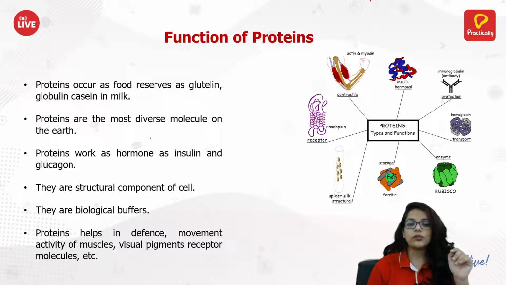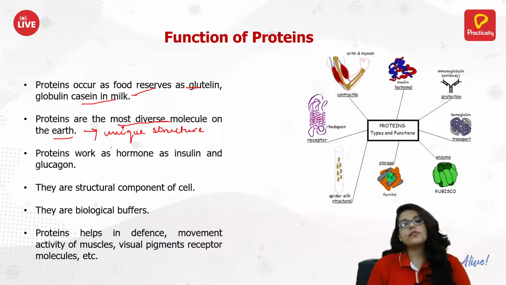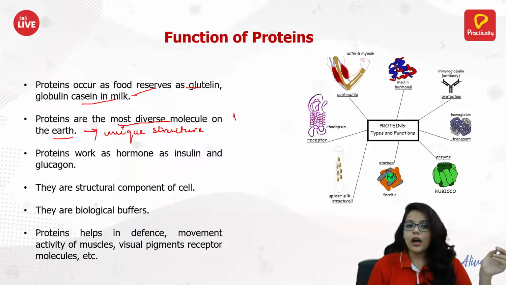Such as what? Proteins occur as food reserves, such as glutenin, globulin, and casein in milk. We can store food. And they are the most diverse molecule on earth, because of their unique structure. Because of that R group, whatever R is, it can keep changing. So because of that change, it can be very unique.